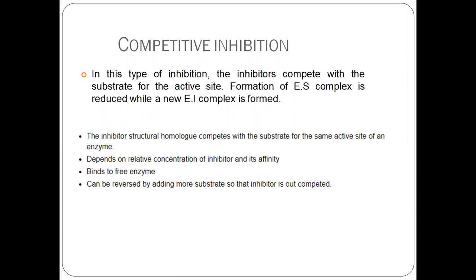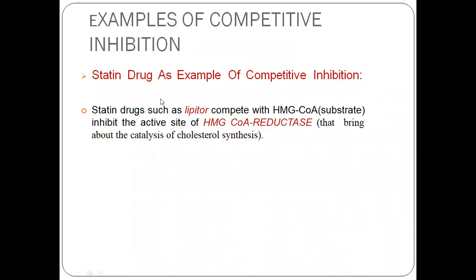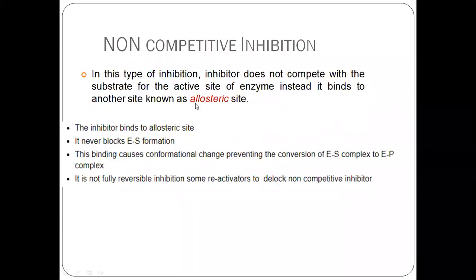Whoever comes first, they'll get the active site. Or else we can also say whichever concentration is more, they'll come and sit at the active site. If the substrate concentration is more, it will enhance the activity of the enzyme. Or if the inhibitor concentration is more, it will inhibit the enzyme. For example, statin drug is an example of competitive inhibition.